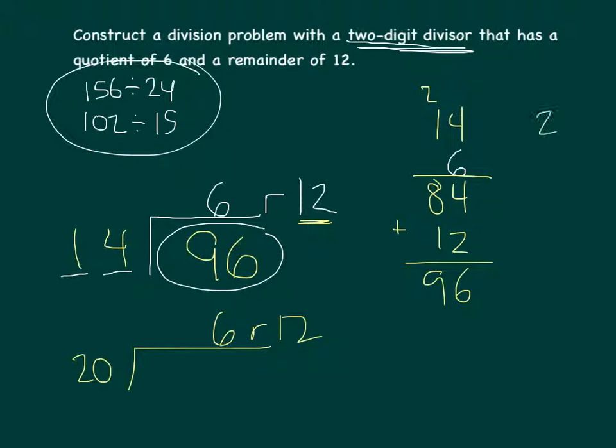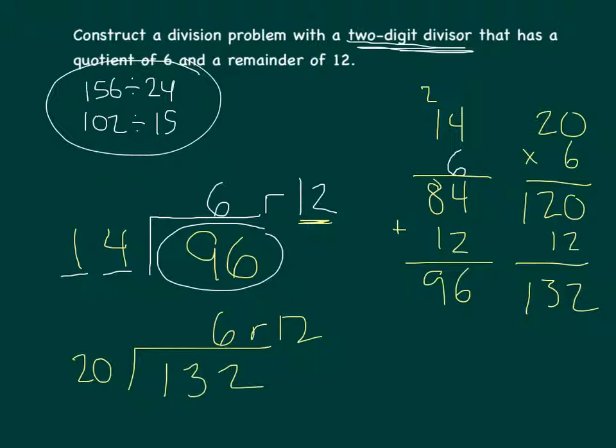20 times 6 is 120, plus 12 is 132. I would have started with 132 then. So there's an infinite number of things. As long as it's a 2-digit divisor and it's bigger than the remainder, you'll be all set to go.